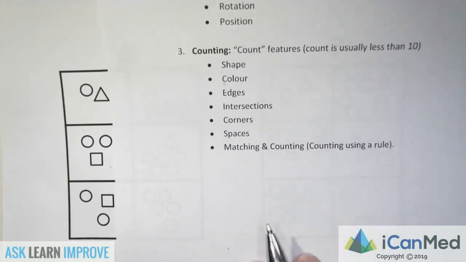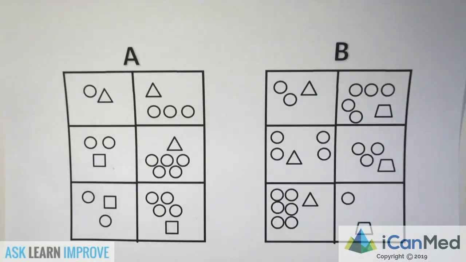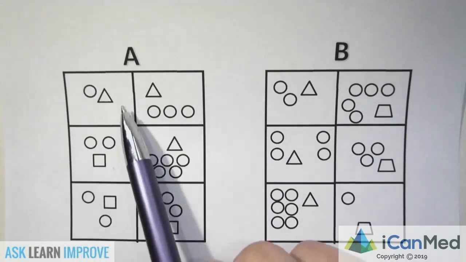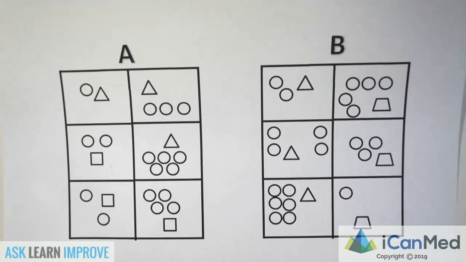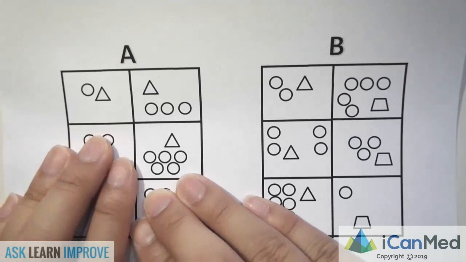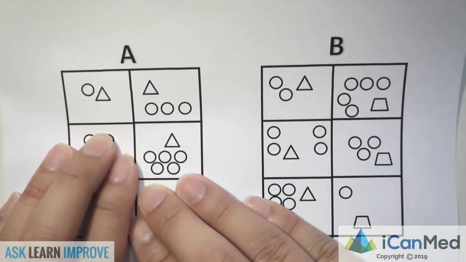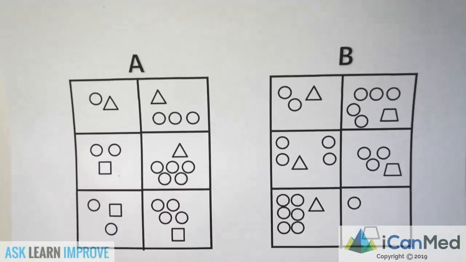But it can be a matching and counting. So you're just counting using some sort of special rule. And in this case here, we can see that there are triangles and there are squares. So when there's a triangle, there's a special way you count things. And if you take a look at all the triangles, how many circles are in each of them? It's actually an odd number of circles whenever you have a triangle.